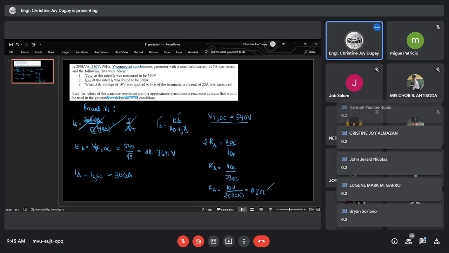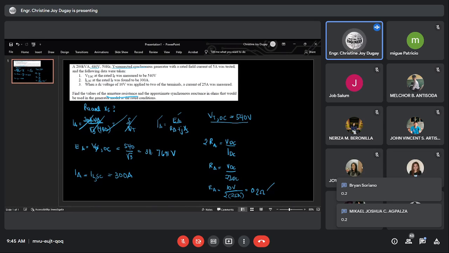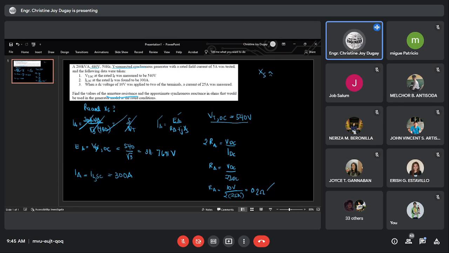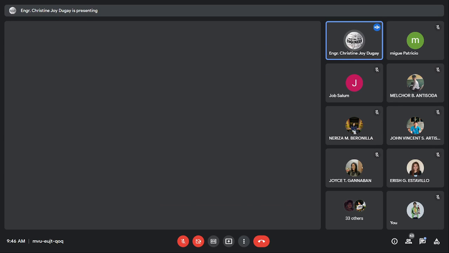Okay na yan. If we're going to solve for the approximate value of reactance, paano naman natin ngayon hanapin? Ang sabi kanina, no, XS can be approximately calculated from EA over IA. Tama po ba ako? Approximately, no? So that is equal to EA. EA natin is equal to 311.7691 volts. Divide nyo siya kay 300 ampere.